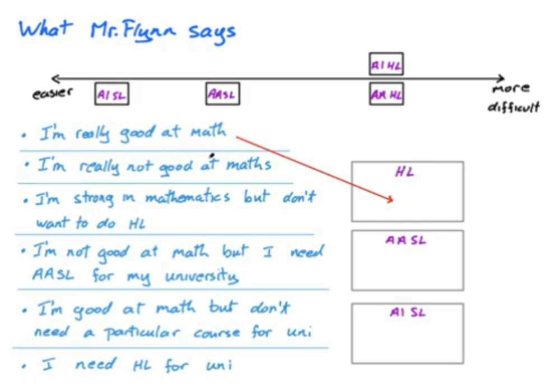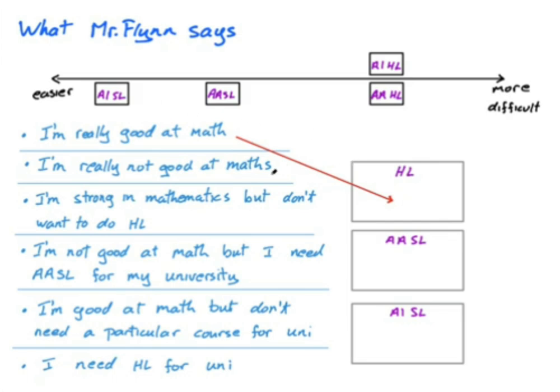Second category, I'm really not good at maths. So this is a slightly controversial one. I believe strongly that everyone has the ability to become good at maths. However, if you are in grade 10 or the start of grade 11 and you're not good at maths, you haven't been prepared over the last 10 years to succeed in mathematics for whatever the reason, you don't want to go and do higher level mathematics.